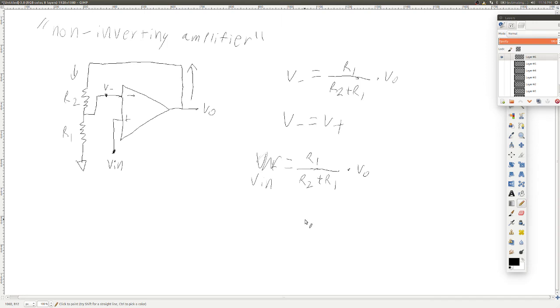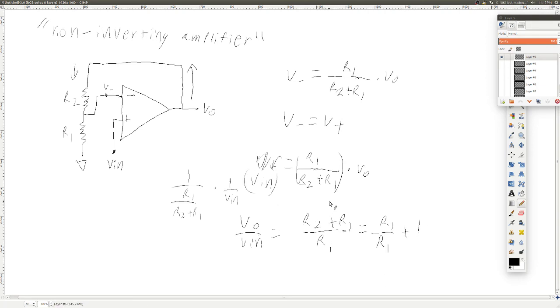Let's go ahead and figure out the gain of this, because we want V out in terms of V in, or we want the gain. Well, that's as simple as dividing both sides. So we can divide both sides here, times 1 over V in, times 1 over R1 over R2 plus R1. And that means that V out over V in is equal to R2 plus R1 over R1, which is equal to R2 over R1 plus 1.